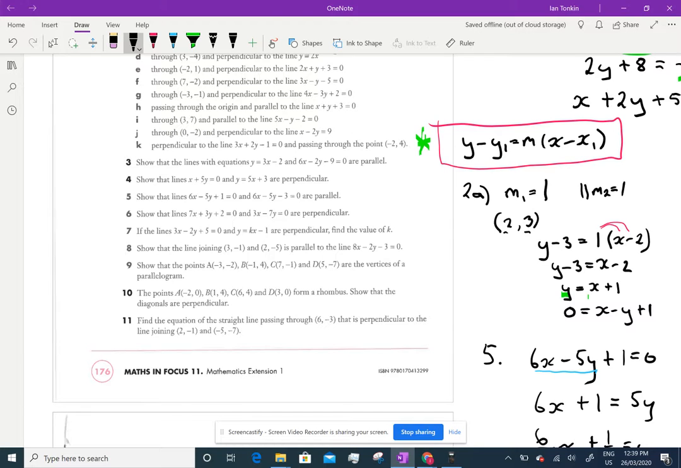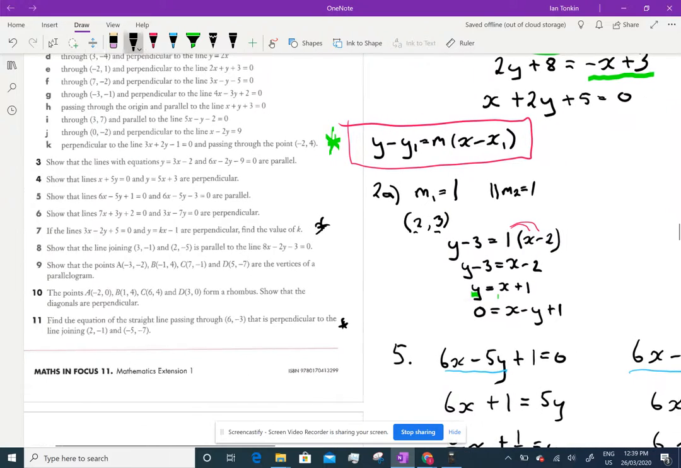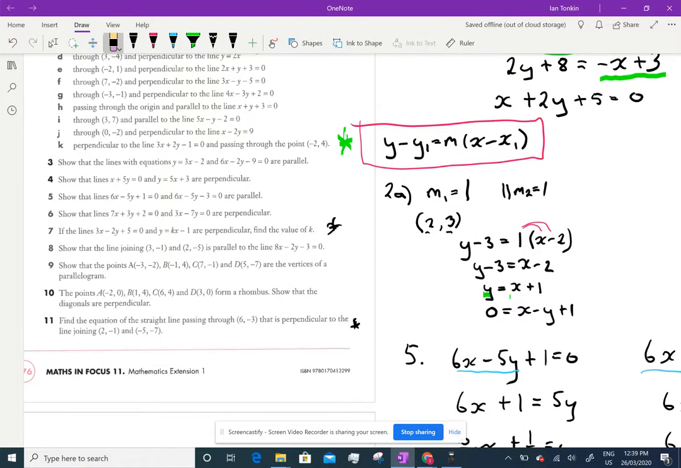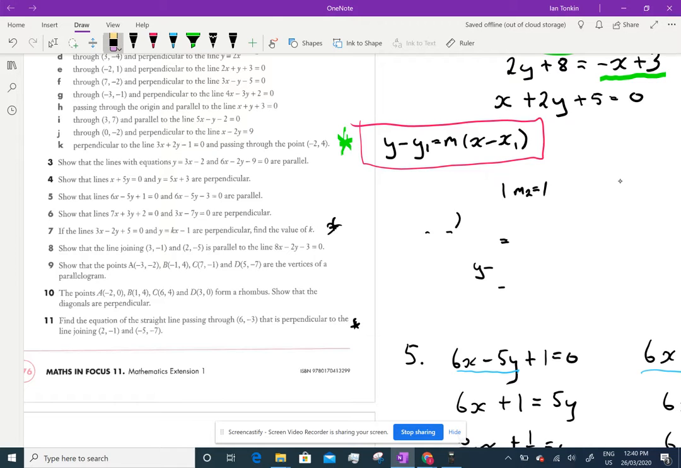Look, I'm going to do 7 and 11 to finish. I want you to go and have a go at it. If you're having trouble, come back and see how I do 7 and 11. So I'm just going to create some space here again to rub this out so I can do question 7.